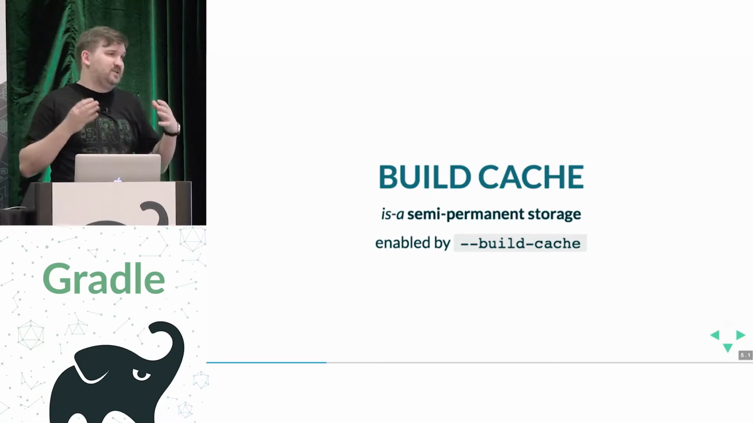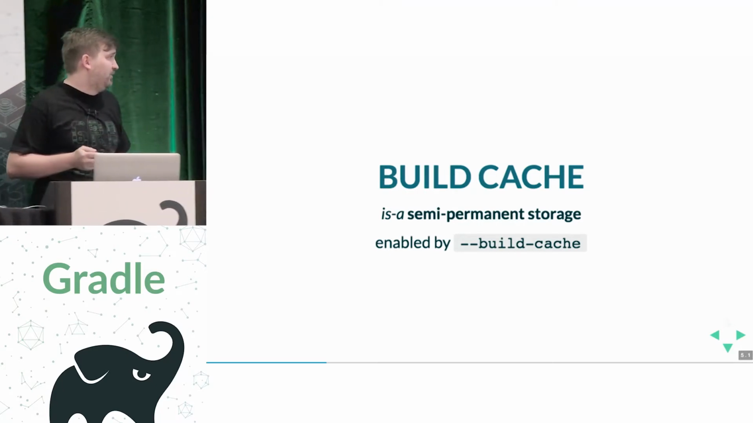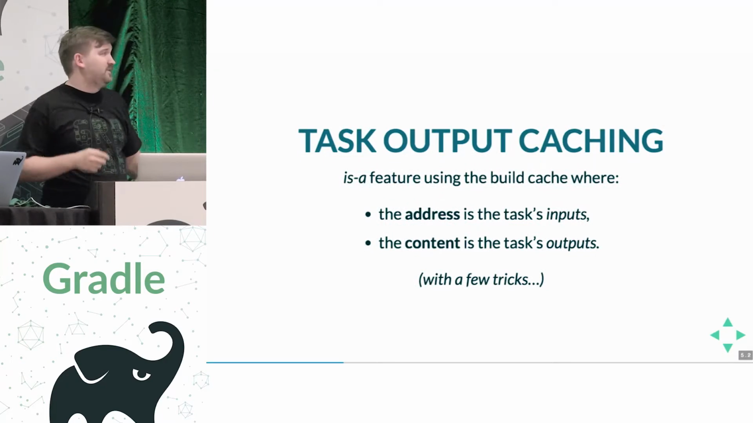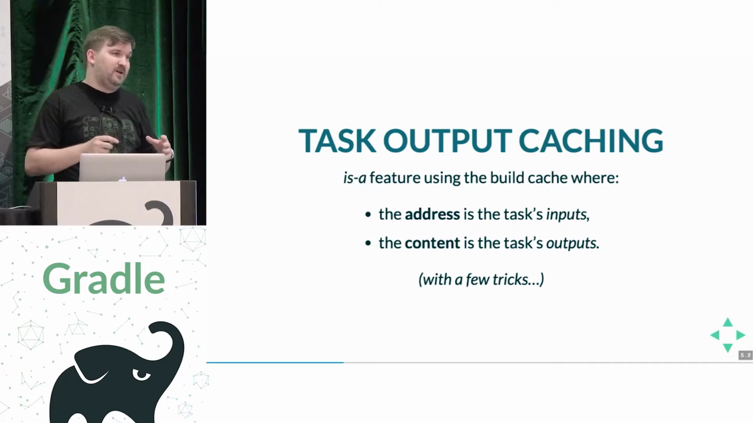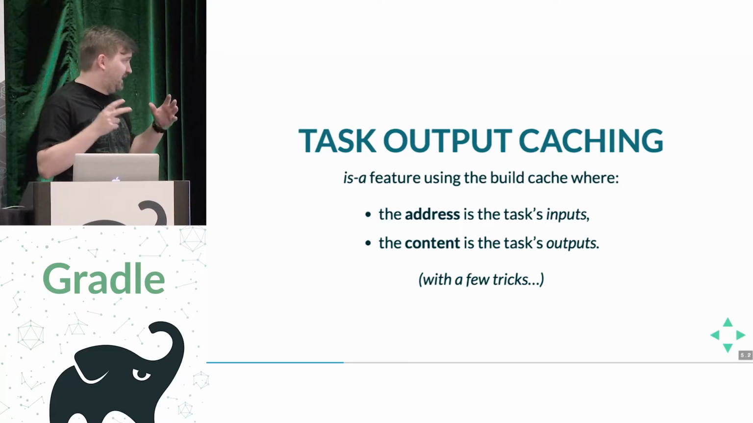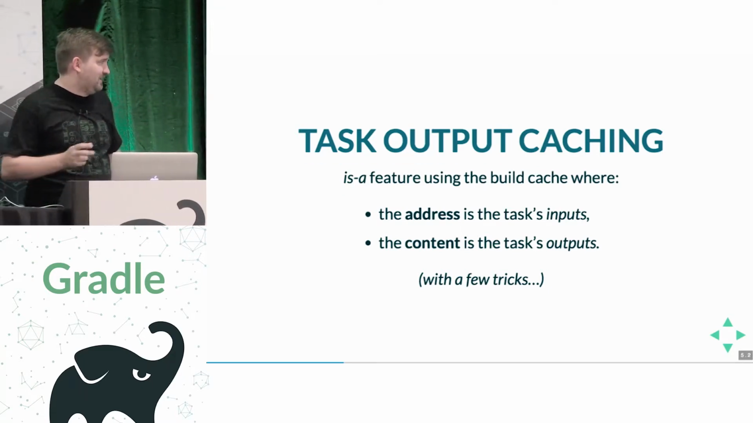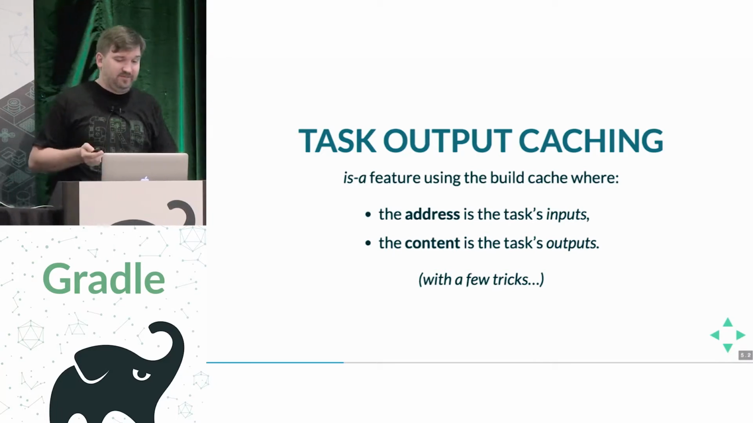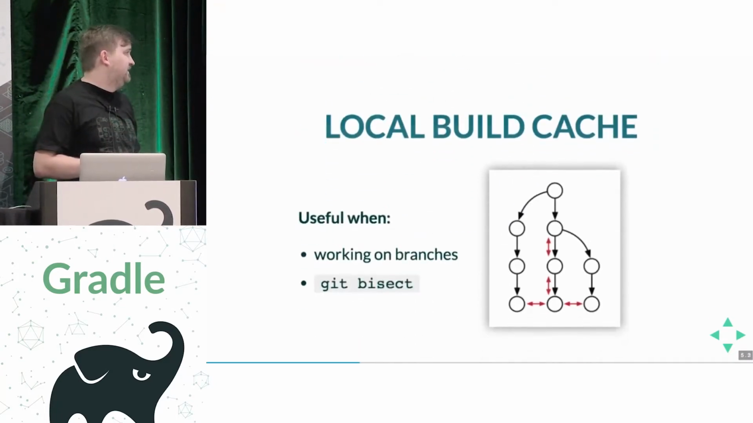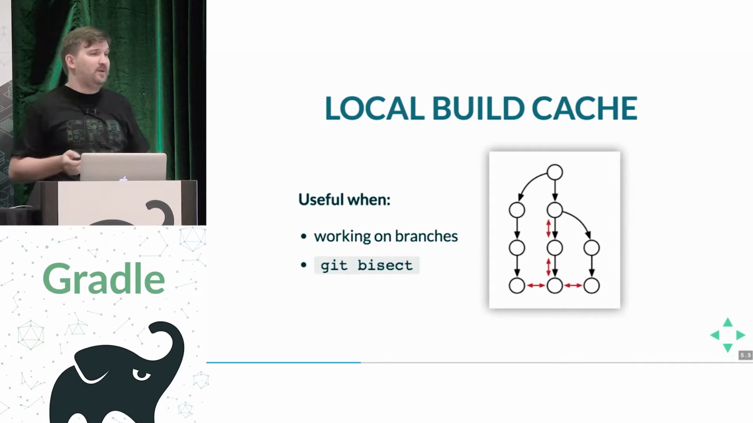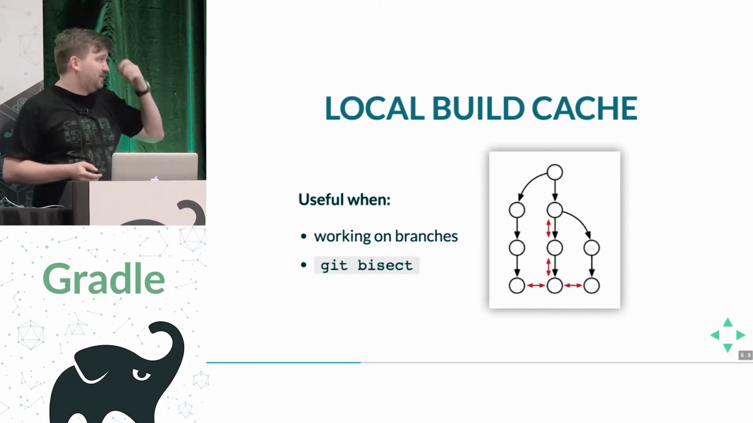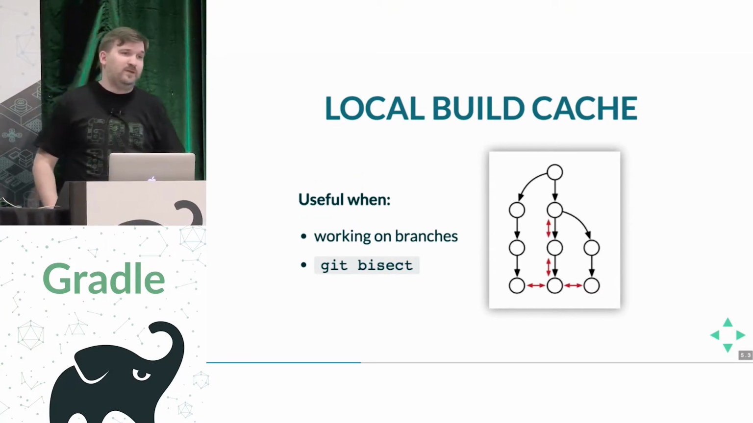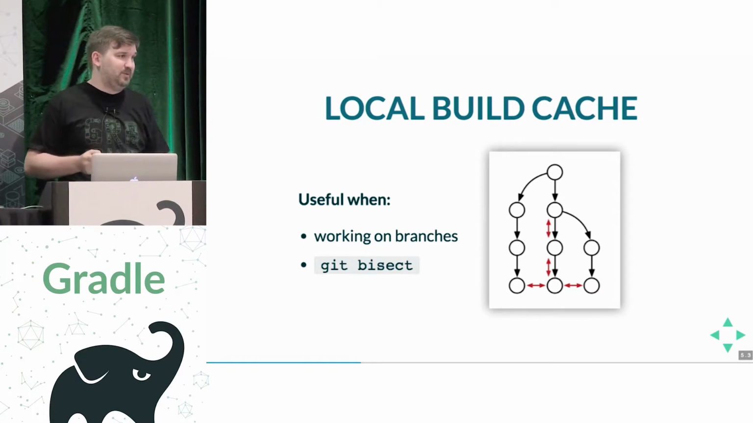It's just a storage. But what you get if you enable build cache right now is task output caching. So we use the build cache to put stuff in there. We put the outputs of tasks in the build cache. And the build cache can be implemented in different ways. One of these implementations is the local cache. As you've seen in the keynote, it gets enabled automatically when you run any build with --build-cache.